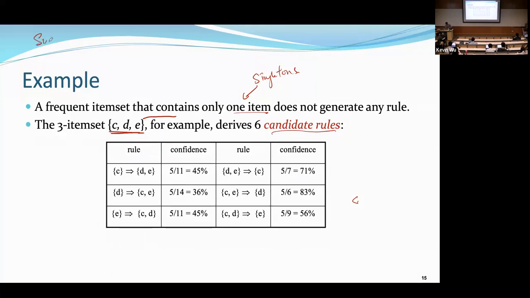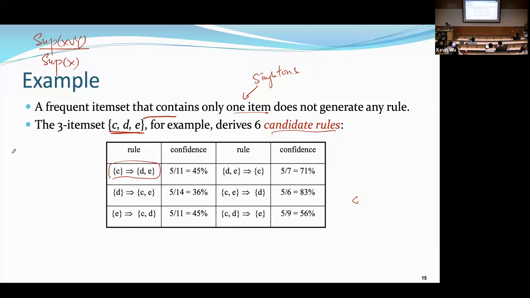We have to compute the support count of X union Y divided by the support count of X for each one of these rules, where X and Y are the left-hand side and the right-hand side of the rule. So let us take one of them as an example. Let's say this candidate rule. We need to check its confidence conditions.